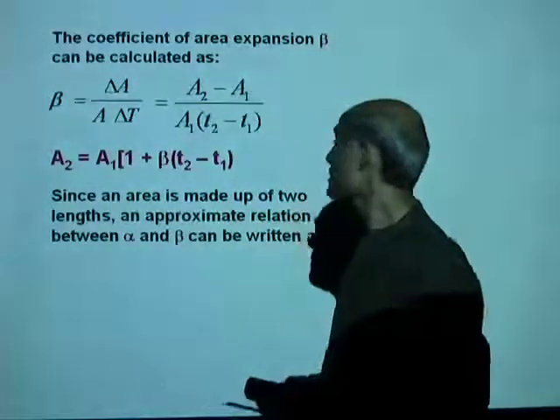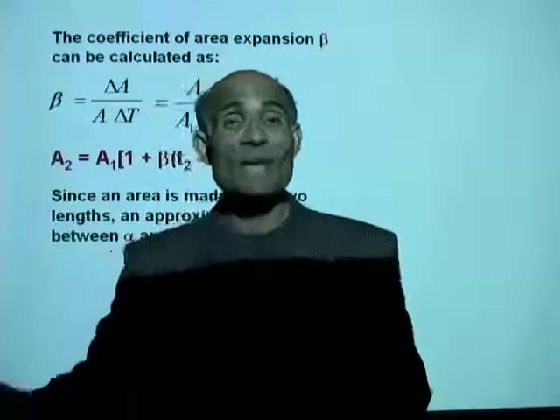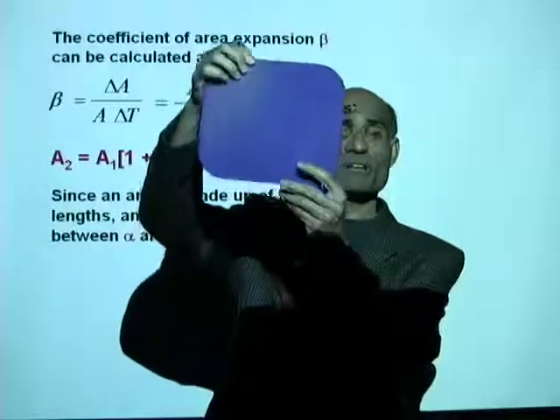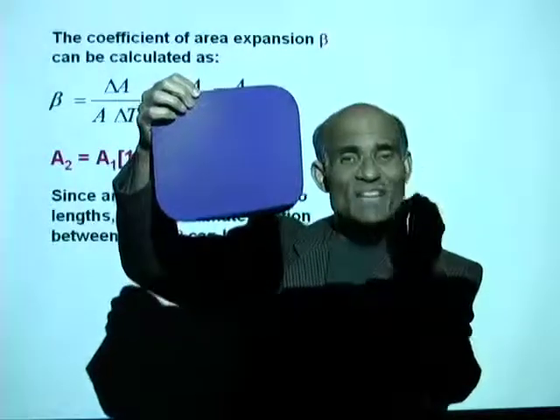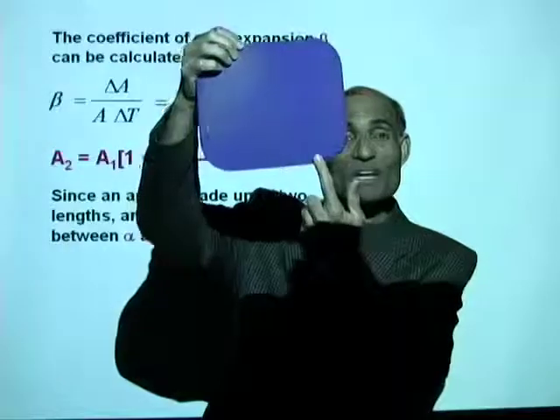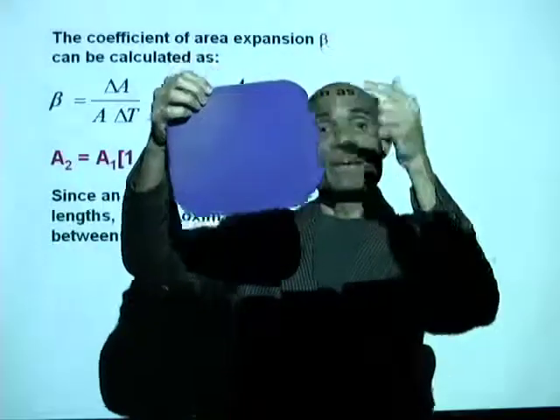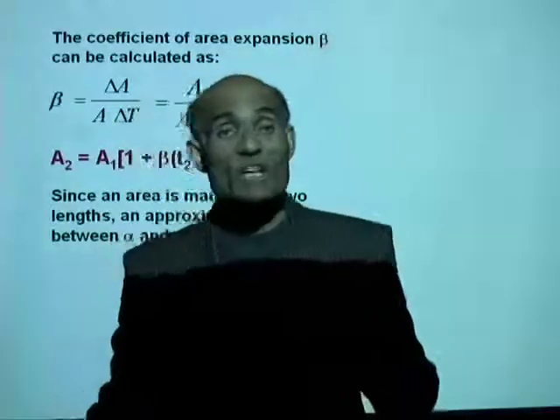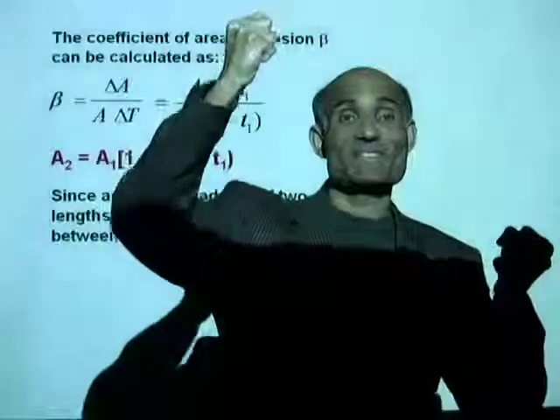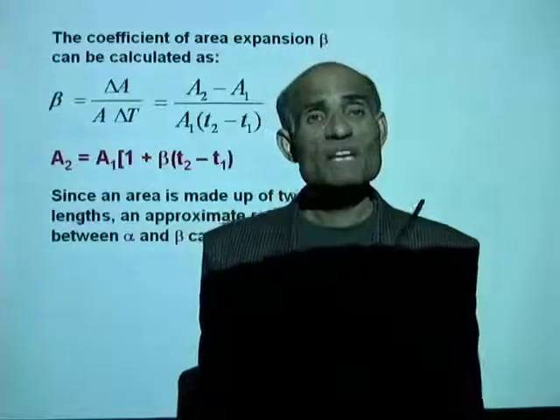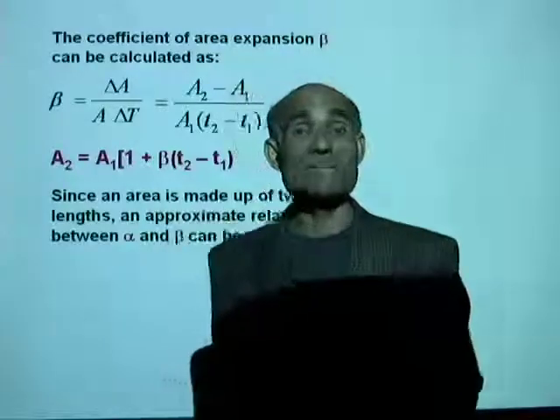Since area is made up of two lengths, what does that mean? Now, if you look at this area, this is made up of a length and a width. Width also is a length, is that right? That means there is an increase in length this way and an increase in length this way. That means an increase in area involves increase in length twice. Therefore, what do you think, can you write an approximate relation between alpha and beta?